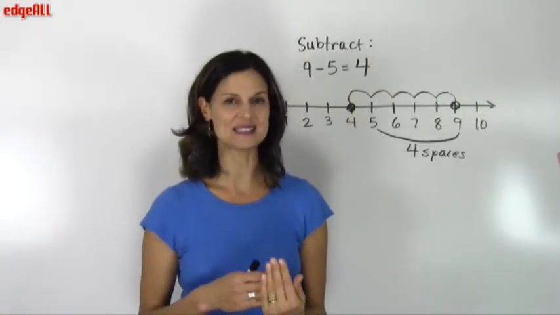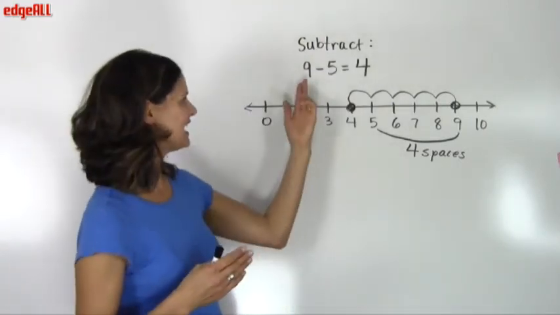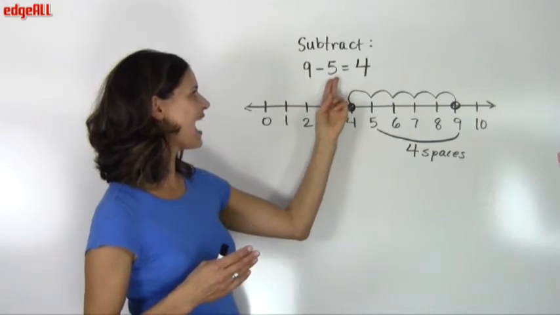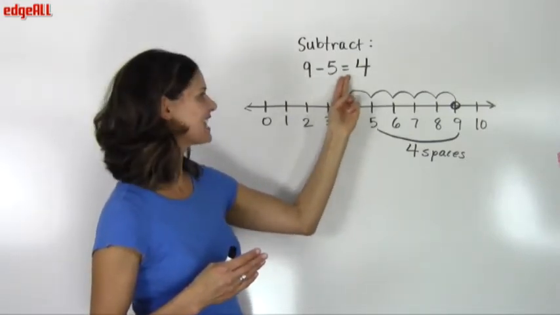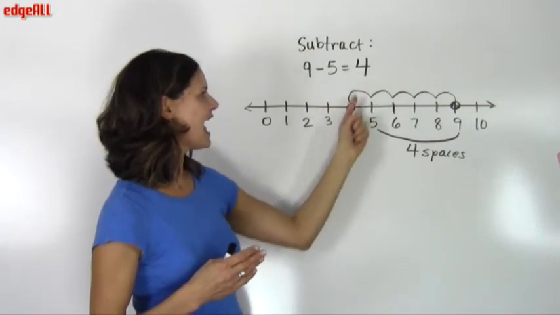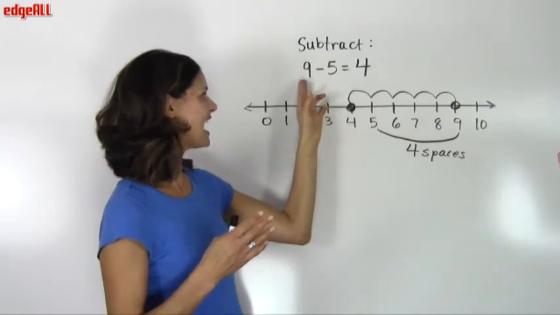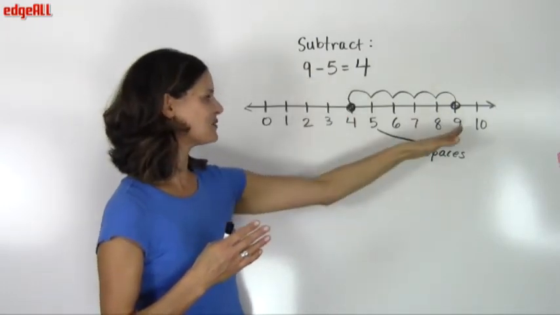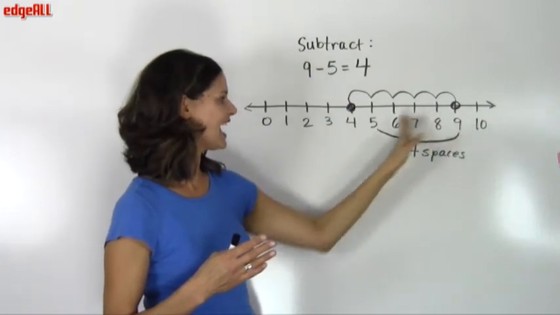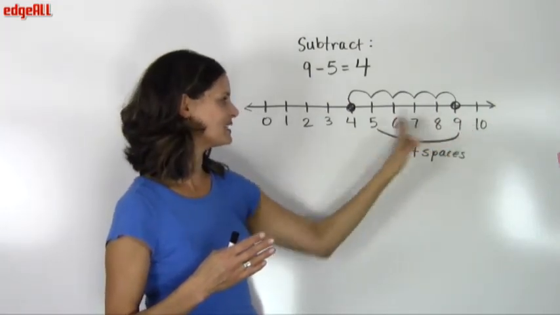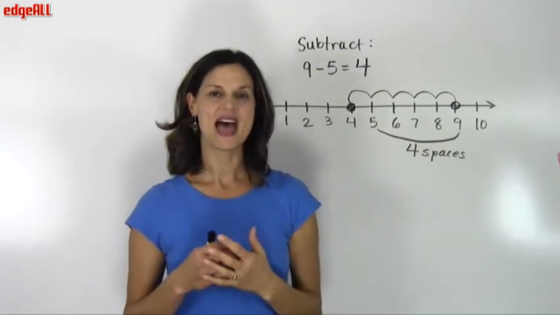a difference problem. So even in the example that we just did, we can see that we subtract 5 from 9 to get an answer of 4. And 4 then is the difference between 9 and 5, as we can see by the 4 spaces between our 9 and our 5. The difference between 9 and 5 is how we say this.